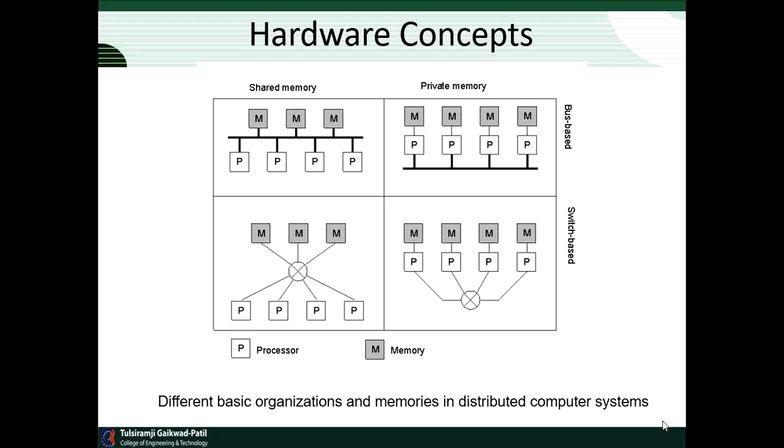Here on the right hand side, private memory is available, and that private memory is connected to the processor of that particular machine, and that machine is connected to other processes through a network, and those other processes are also having their memory, which is private memory, and they are also connected to the network. So we can say that all the processes are connected in the network and they have their own memory, that is called private memory. So through that process we can access the memory of those processes.